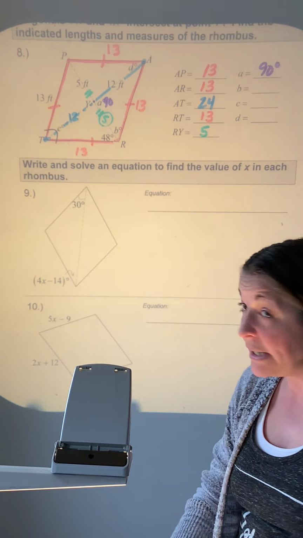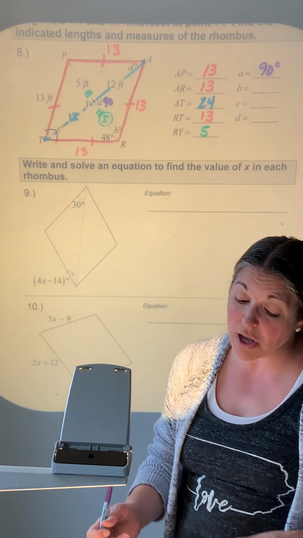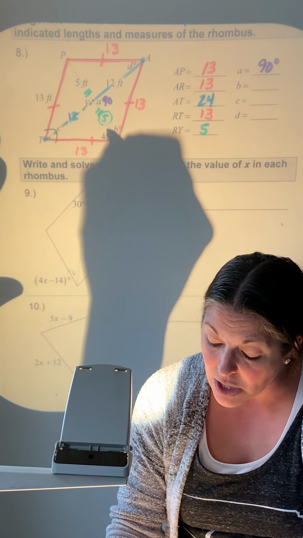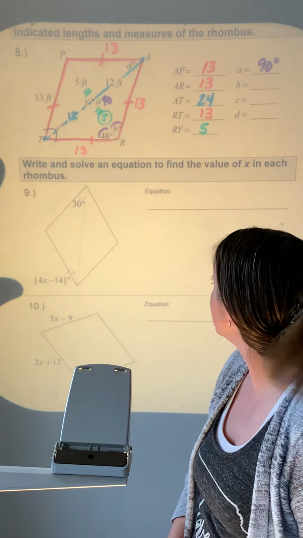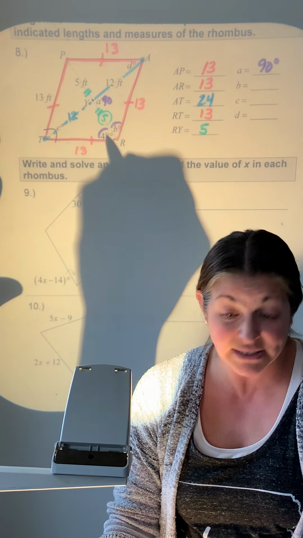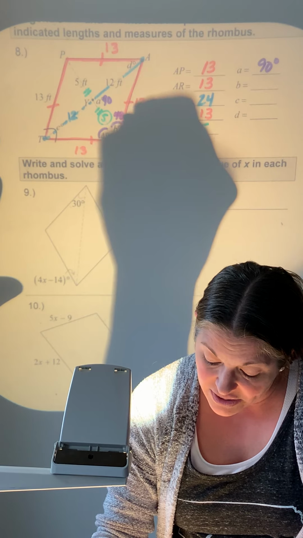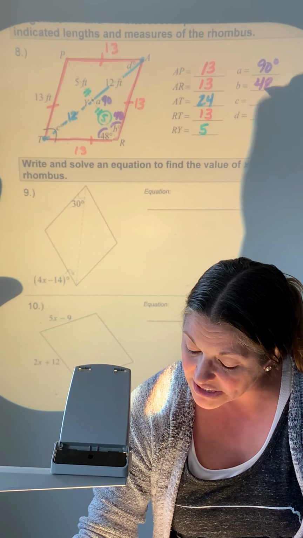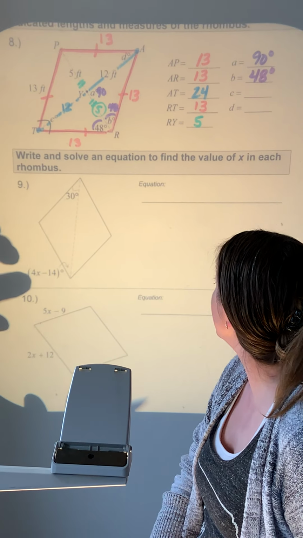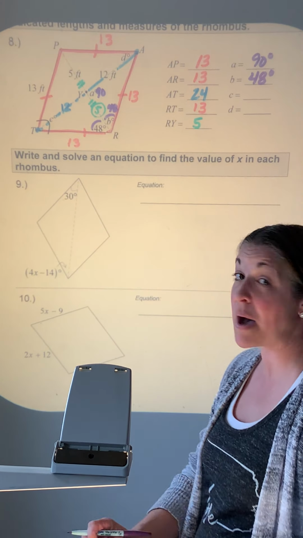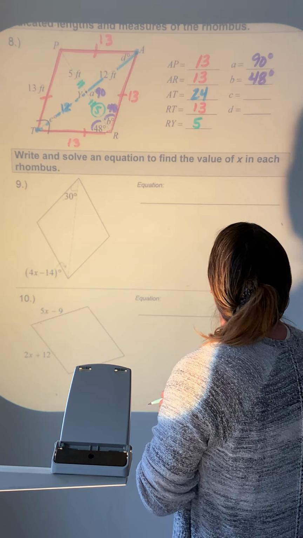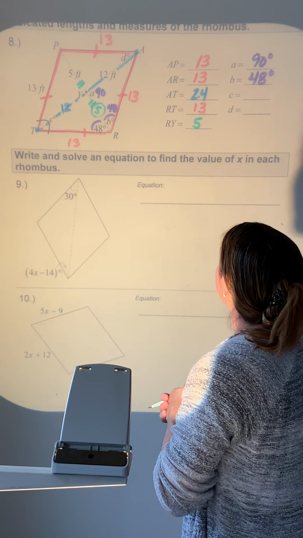For letter B, remember that other part that we talked about. We said that the diagonals bisect the corners. So basically whatever's on the one side will automatically go with the other side. So we've got 48 degrees for letter B. Things are getting real tight in there. I apologize if you have to zoom in there. All right, C. Goodness, where's C?